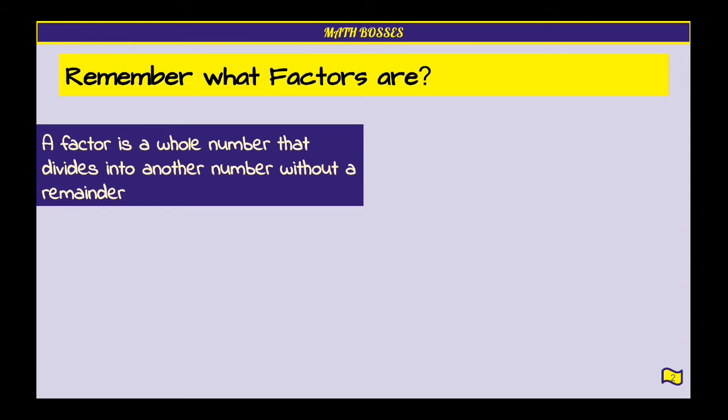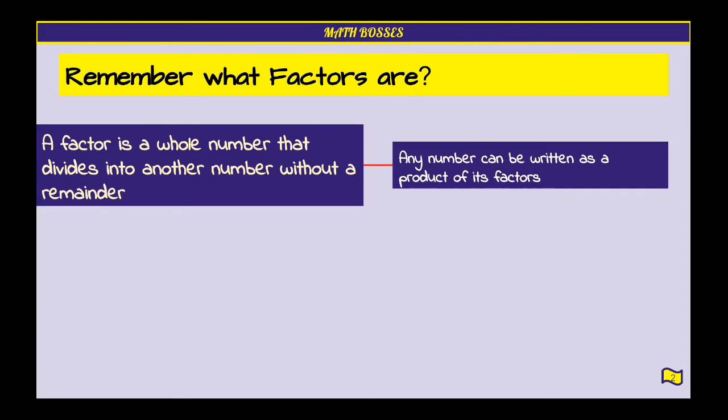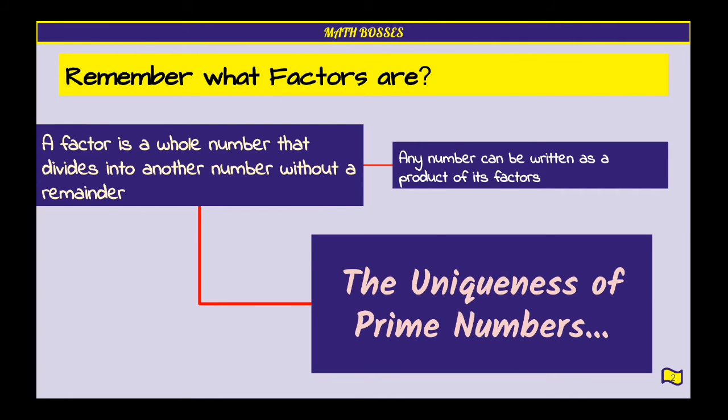A factor is a whole number that divides into another whole number without a remainder. Also remember that any number can be written as a product of its factors, perhaps as a product of two factors or even more factors. Now, how does this connect to prime numbers and what makes prime numbers really unique numbers?